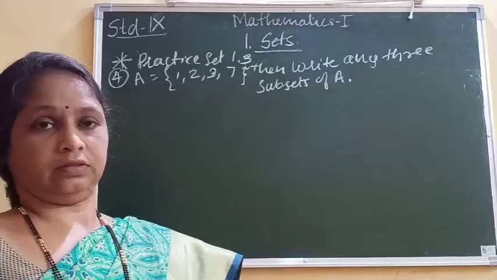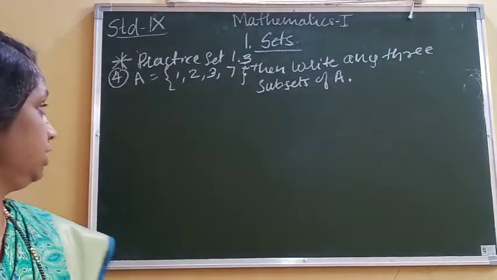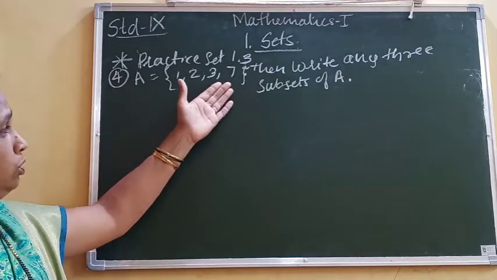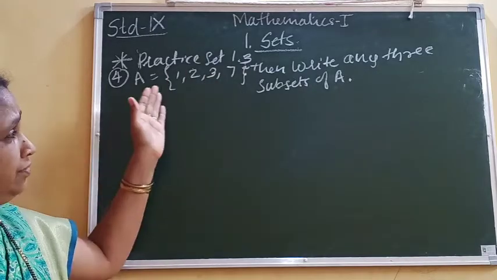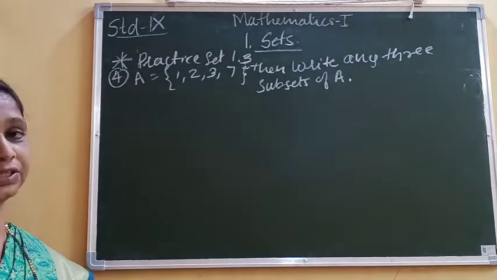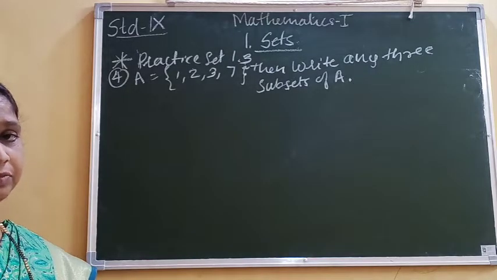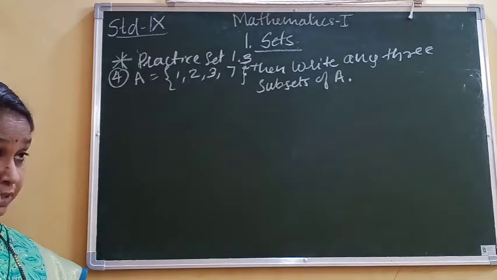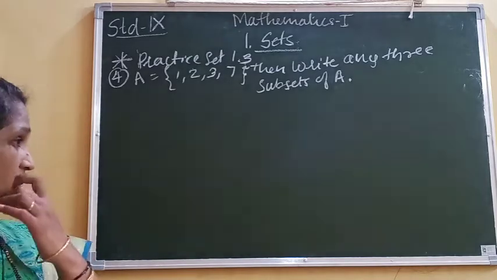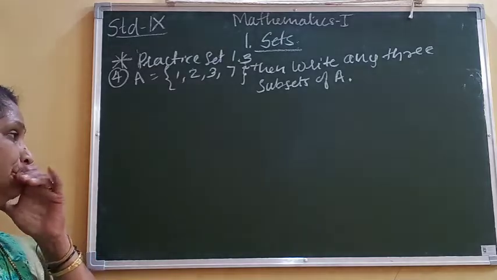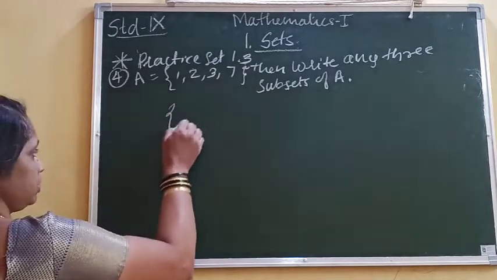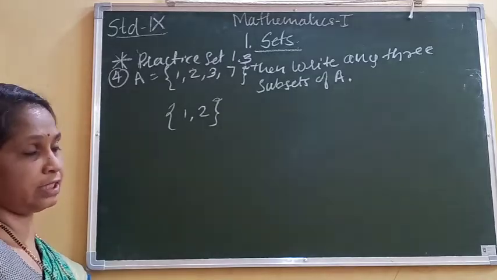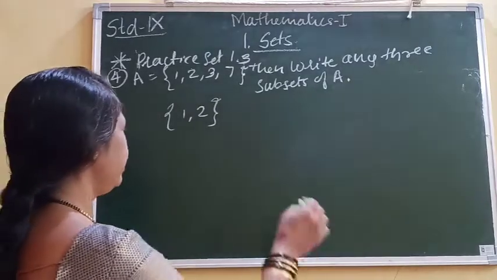Now we'll see the next question. Now see, next question number 4. A's elements are 1, 2, 3 and 7. Then write any 3 subsets of A. A's any 3 subsets you have to write. But when we write subsets, how do they come? See, now here 2 elements are given. Suppose 1, 2 elements are given. Now we have to write all its subsets. So how will it come? How many will it come? See.